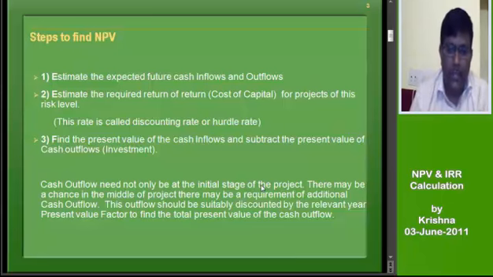Second point is we should identify the cost of capital for the firm. As the third point, using this cost of capital, we have to discount the cash flows and find the net present value. Here the cash flows may happen not only in the initial period of the project, but in the later period of the project also. When there is a cash outlay in the later period of the project, then it should be suitably discounted and brought to the present value.